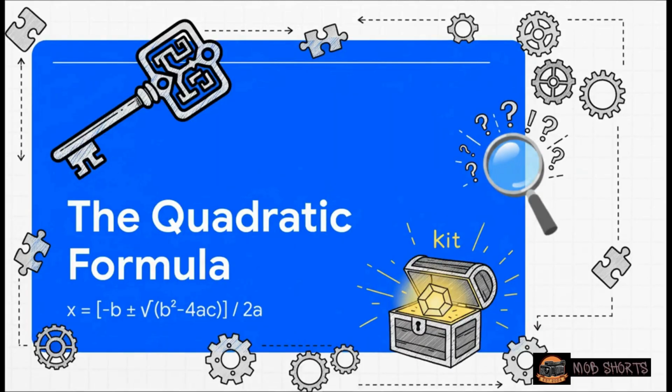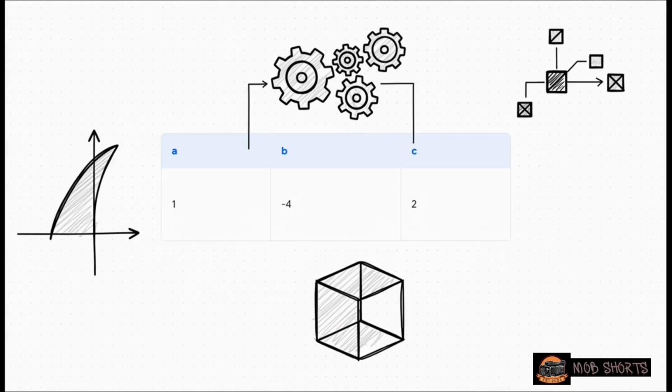And this is exactly when we pull out the master key, the good old quadratic formula. This thing is amazing. It can solve any quadratic equation you throw at it, which makes it an absolutely essential tool for our kit. Using the formula is pretty straightforward. We just have to identify our a, b, and c values from the quadratic. In this case, a is the number in front of x squared, which is just 1. b is -4, and c is 2. Now we just have to plug these into our master key.